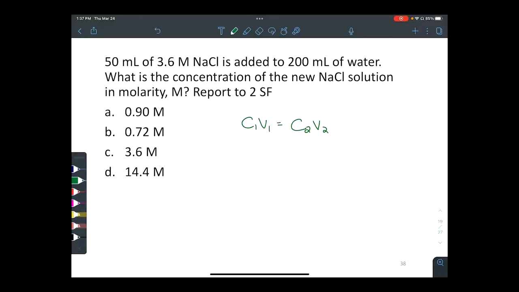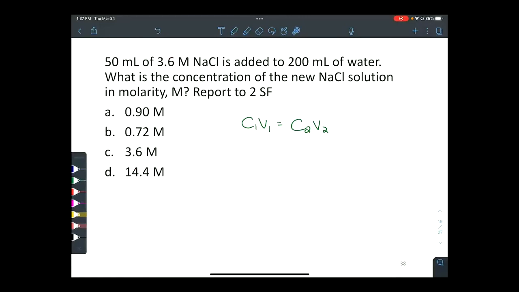No. Okay. Who thinks it's A? Who thinks it's B? Who thinks it's C? Who thinks it's D? Okay. All right, so I see a lot of answers. Well, no one really said it was C, which is good, because C is the same concentration. It wouldn't have changed. Okay, so let's walk through this, all right?